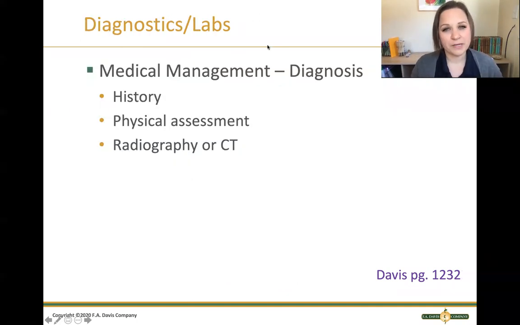So for patients who come in with suspected fracture injuries, we're going to want to get a full history, especially cueing into things like, are they on any blood thinners that might put them at higher risk for complications? Do they have a history of osteoporosis or brittle bones that could make them more likely to have fractures?